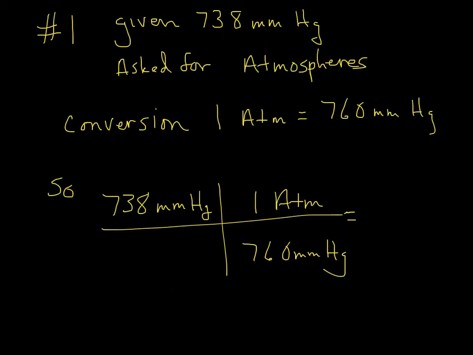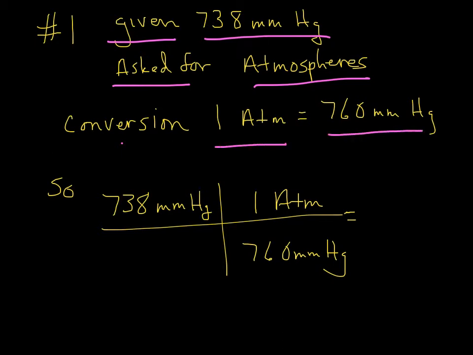Well, here's problem number 1. It says the pressure is recorded as 738 millimeters of mercury. Convert this pressure to atmospheres of pressure. Okay, so you are given 738 millimeters of mercury. You're asked for atmospheres. The conversion, if you look at the top of your sheet, says that 1 atmosphere is equal to 760 millimeters of mercury.